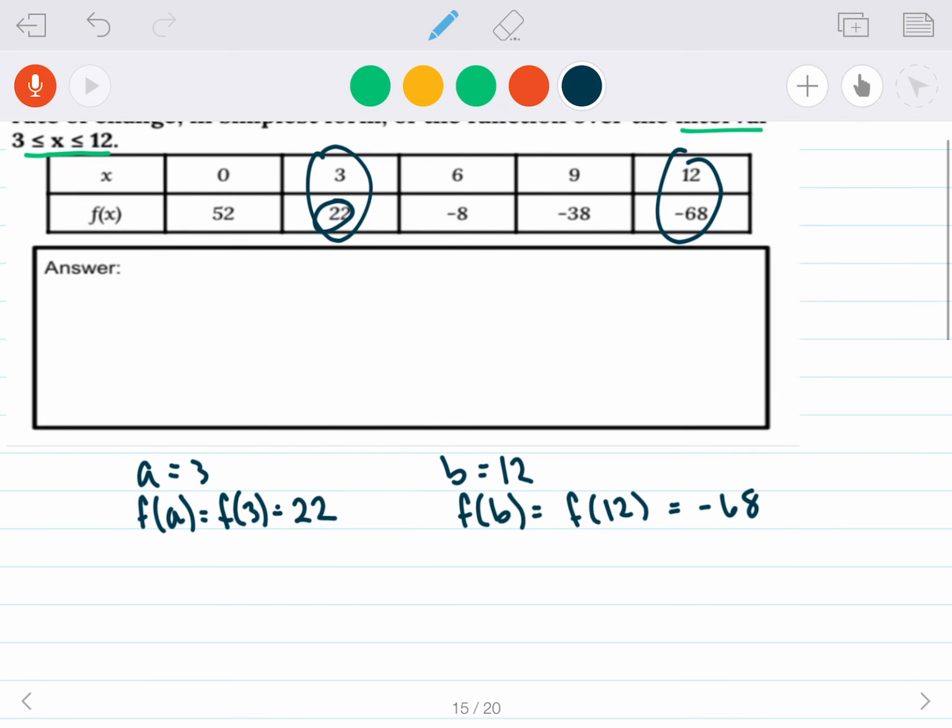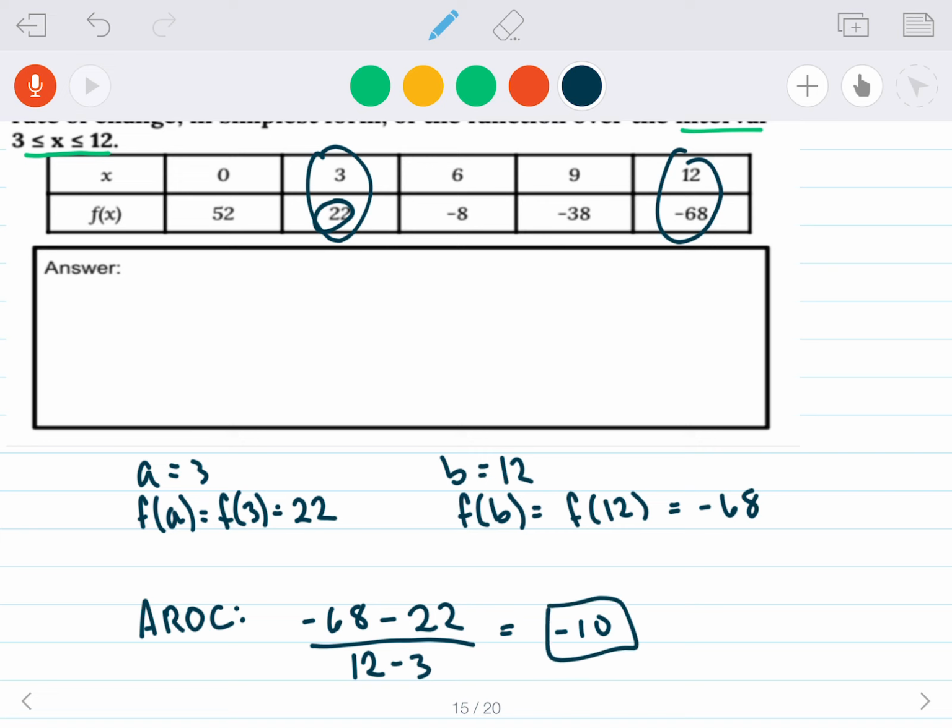So using our formula for average rate of change, the average rate of change is going to be f of B minus f of A over B minus A. So let's go ahead and compute this and simplify as much as we can. And we get negative 10. We don't have any units here, so our answer is just negative 10.